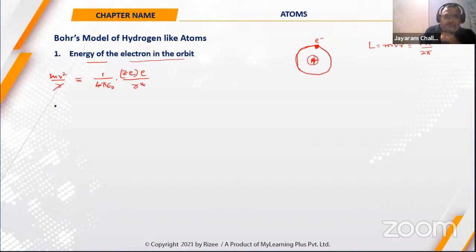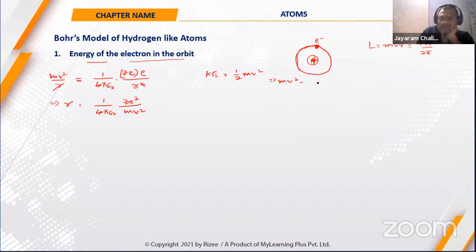So now from this one, I can get the value of r, which is equal to 1 by 4 pi epsilon naught into Ze square by mv square. So for the given information, instead of this mv square, you can also replace it with the kinetic energy, which is half mv square. So from this one, you can also replace this mv square with 2 times the kinetic energy.